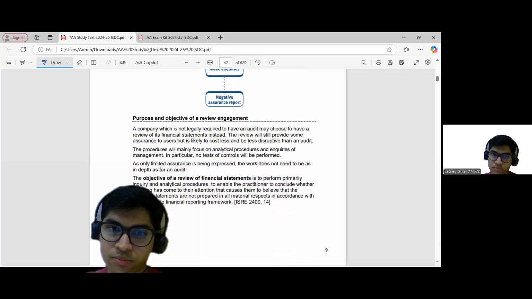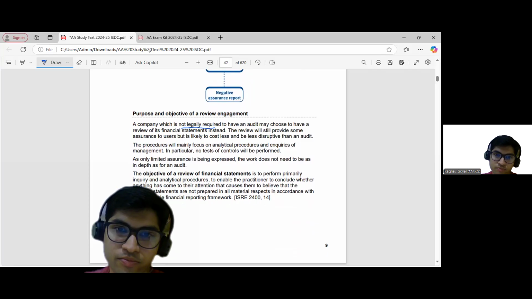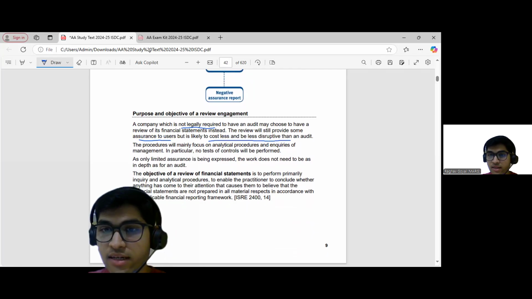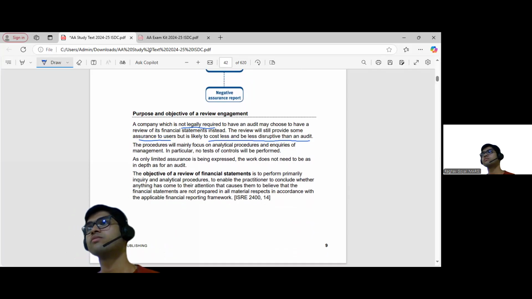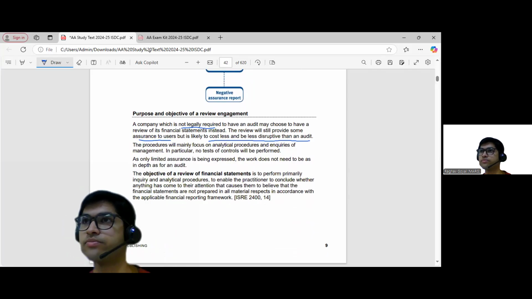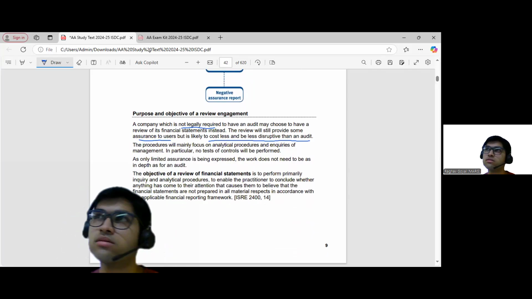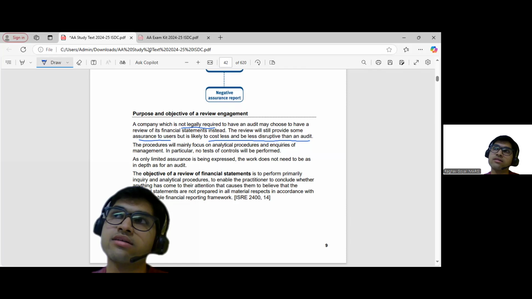So, what is the purpose? It's not legally required, then why do it? The company could choose to have a review, which will provide assurance, and it costs less and is less disruptive than an audit. What does that mean here? You have to pay fees to the auditor for performing a full statutory audit. That fee will be lower for a review engagement, and so will the disruption that is caused by an external audit.